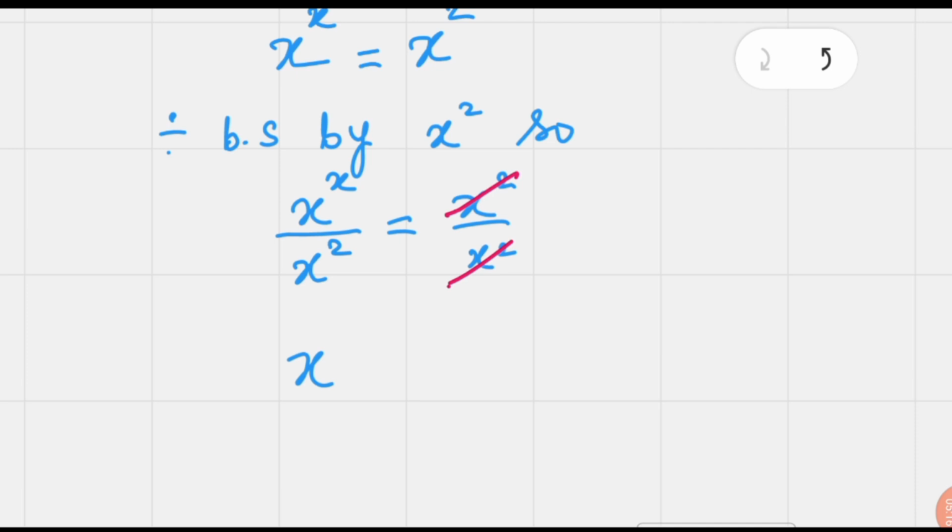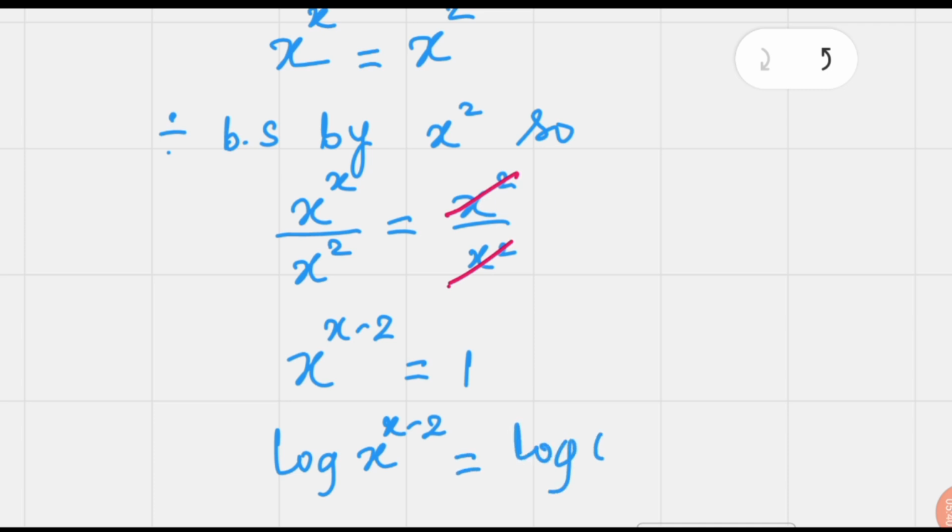So on the left hand side, because in case of division the bases are the same, we subtract the powers. So we have x to the exponent x minus 2 equals 1. Now taking log of both sides so that we bring x minus 2, which is an exponent, down from the exponent position. So we have log of x to the exponent x minus 2 equals log of 1.